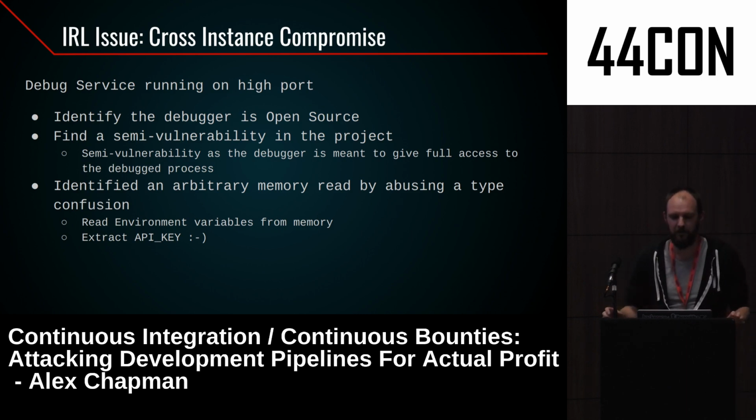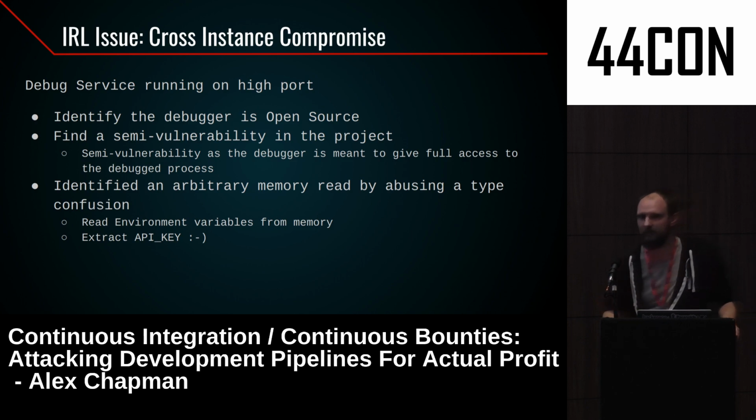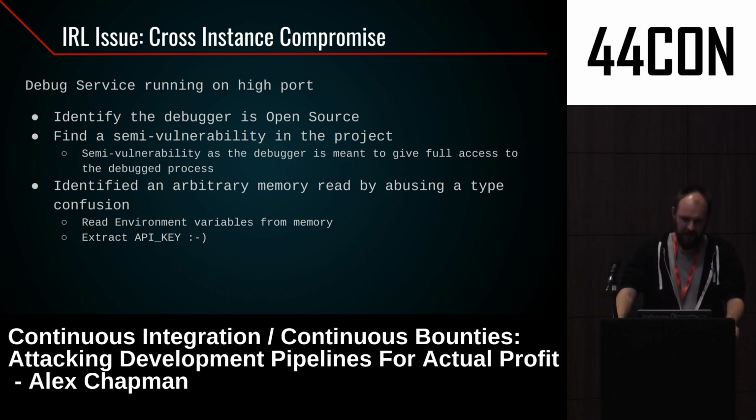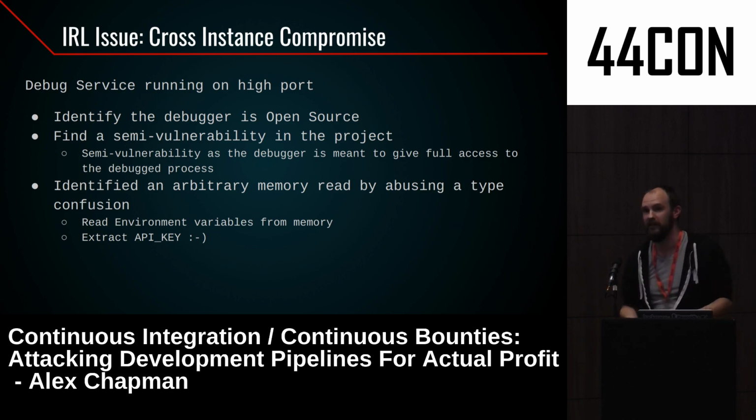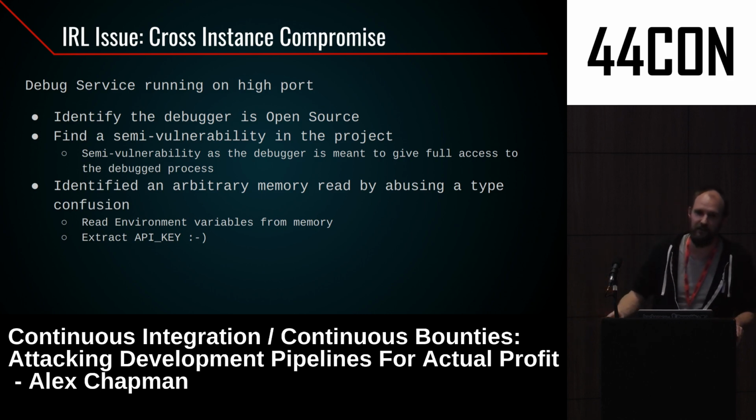So I found out the debugger was open source. So obviously I went to the source on GitHub, and found what I term a semi-vulnerability. It was an arbitrary memory read in a project that was actually a debugger that should allow you remote code execution by default. So it helped me in this case. I could actually dump all of the process memory from a remote build instance and extract environment variables, which included great things like usernames and API keys and API endpoints. So that was pretty cool.